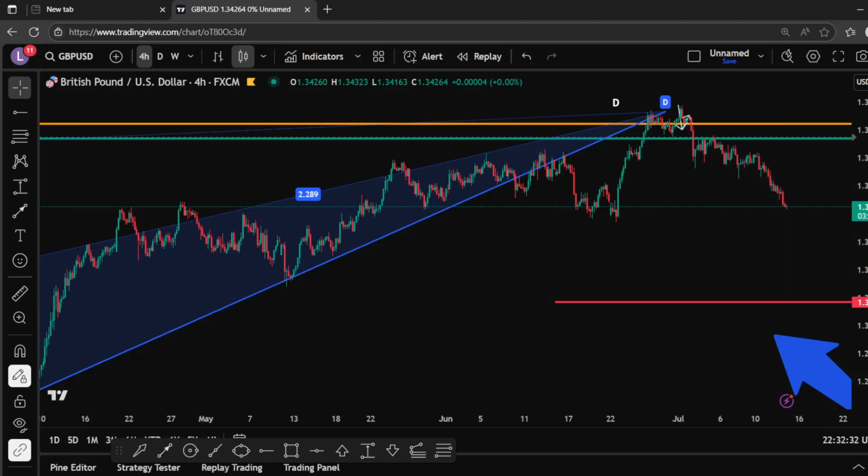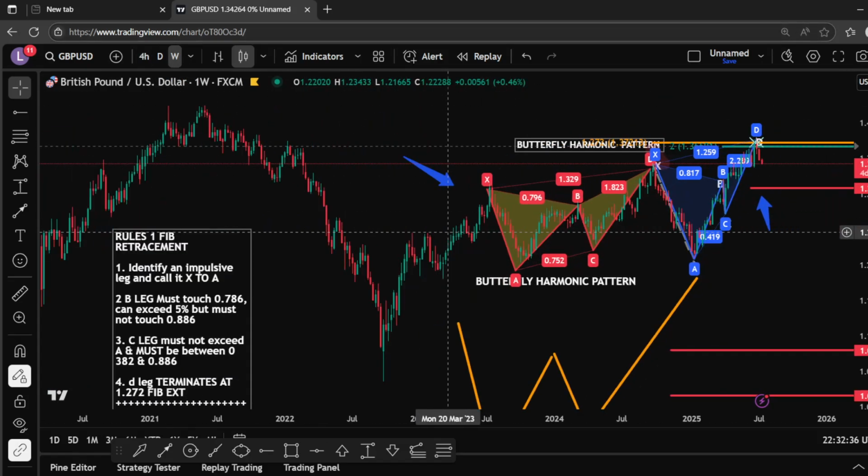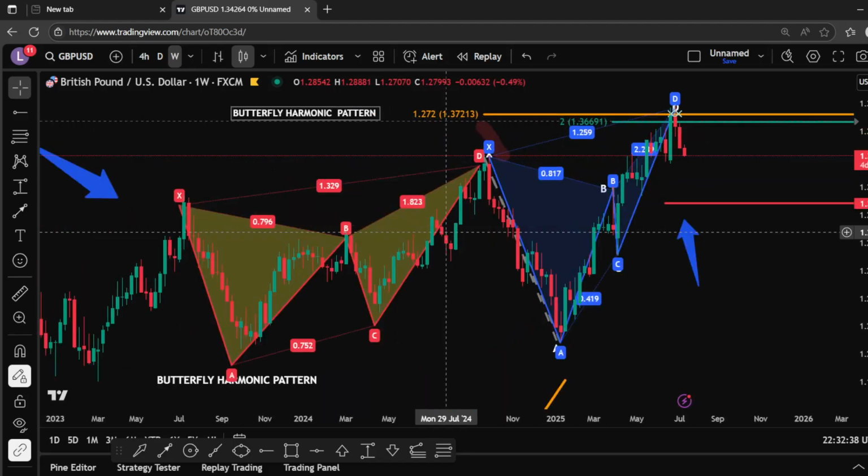All right, so this is the butterfly pattern in short. I hope it was easy for you to understand. Any questions, drop me a line, and I'll be happy to answer.